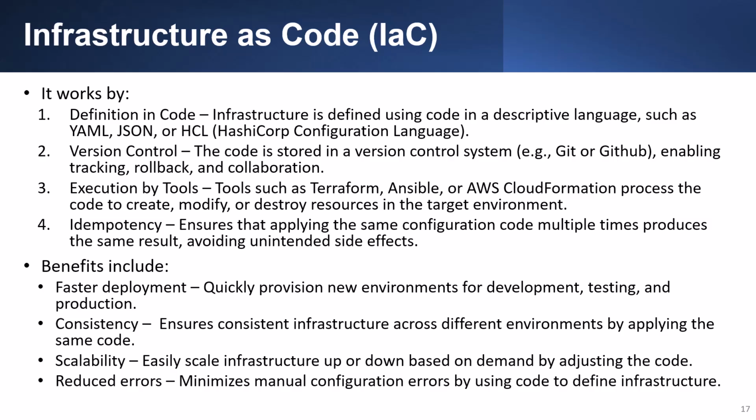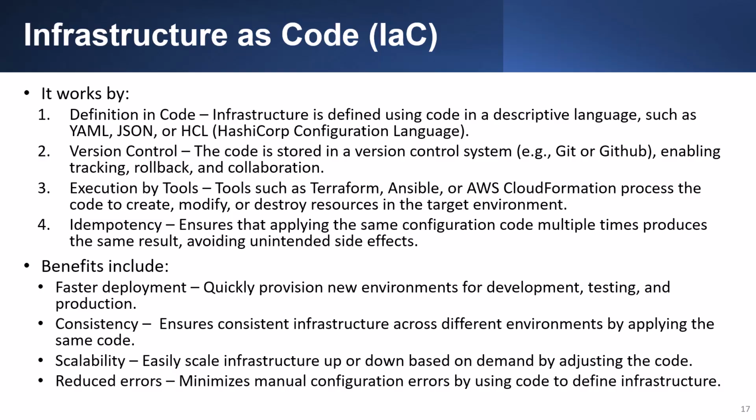Definition code, where infrastructure is defined using code and a descriptive language such as YAML, JSON, or HCL. Version control, where the code is stored in a version control system such as Git or GitHub, enabling tracking, rollback, and collaboration. Execution by tools: tools such as Terraform, Ansible, and AWS CloudFormation process the code to create, modify, or destroy resources in the target environment.